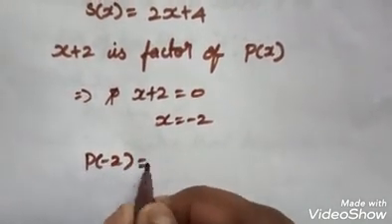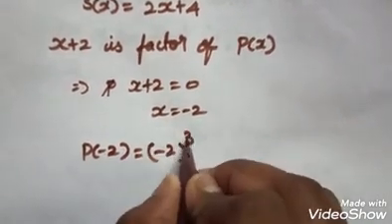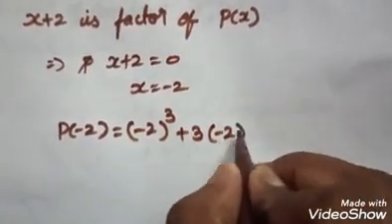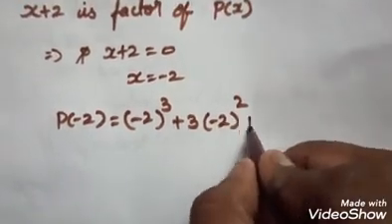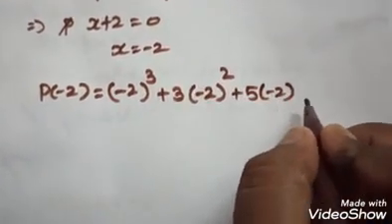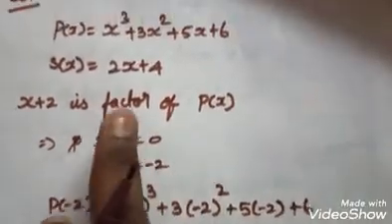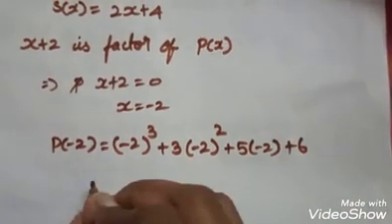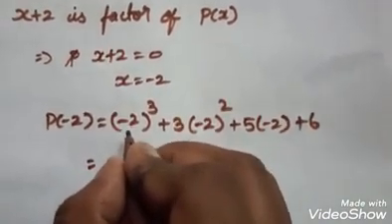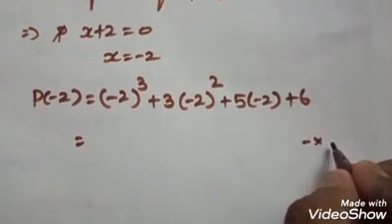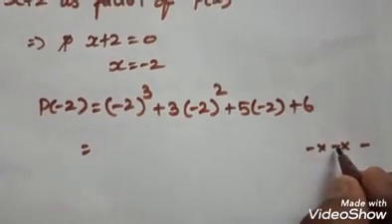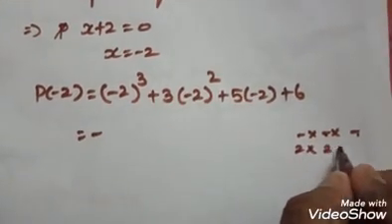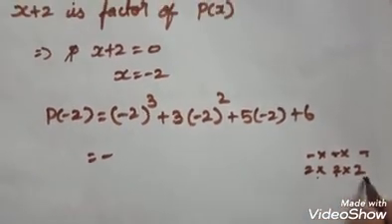So here p of minus 2 is equal to minus 2 whole power 3 plus 3 into minus 2 whole power 2 plus 5 into minus 2 plus 6. Here in this expression, instead of x I substitute minus 2. This minus 2 is multiplied thrice: minus into minus into minus. Minus into minus is plus, plus into minus is minus. 2 into 2 into 2: 2 twos are 4, 4 twos are 8.